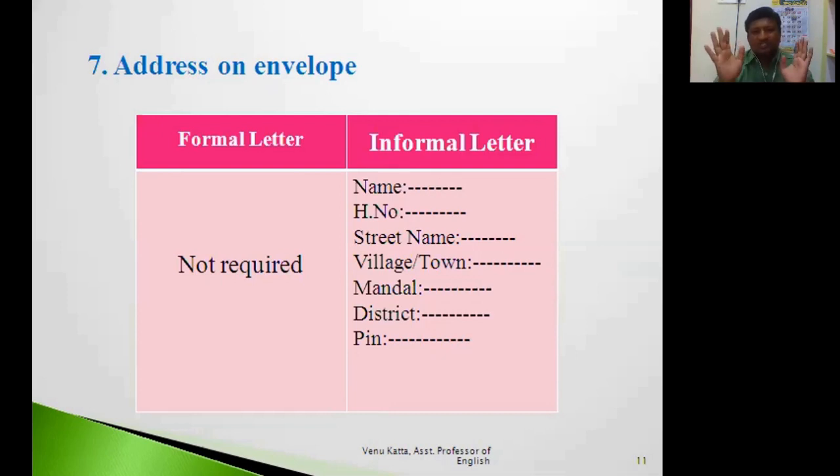Okay, dear students, these are the 7 important parts to be followed in formal letters and informal letters. These are the complete different formats. When you see a question in your examination, you have to identify the question is a formal letter or informal letter. If that is a formal letter, you have to follow the format of formal letter, the parts of the formal letter. Or if that is an informal letter, you have to follow the rules, okay, the format of informal letter.